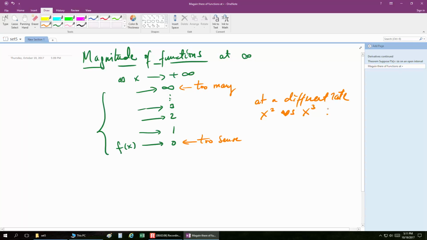So x cubed will go to infinity, x squared too, but x cubed will go faster, right? And then if you flip it, you have 1 over x squared and 1 over x cubed. Both of them go to 0. Once again, a different rate, right? So 1 over x squared will go to 0 slower than 1 over x cubed. We will skip these, but infinity and 0 is what we might be concerned about, and to rank them is pretty much what I have in mind.